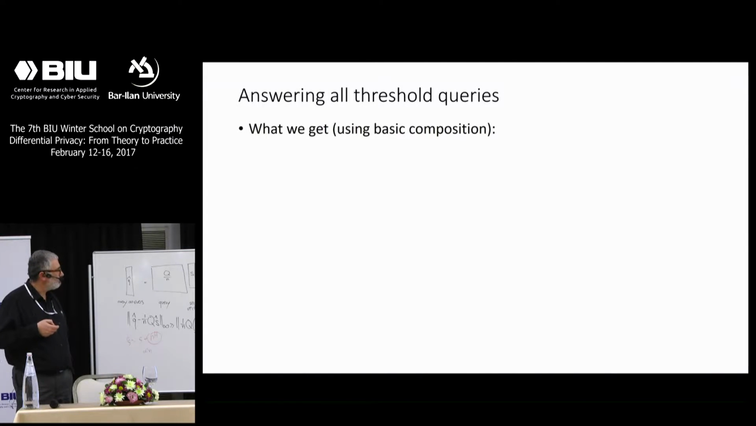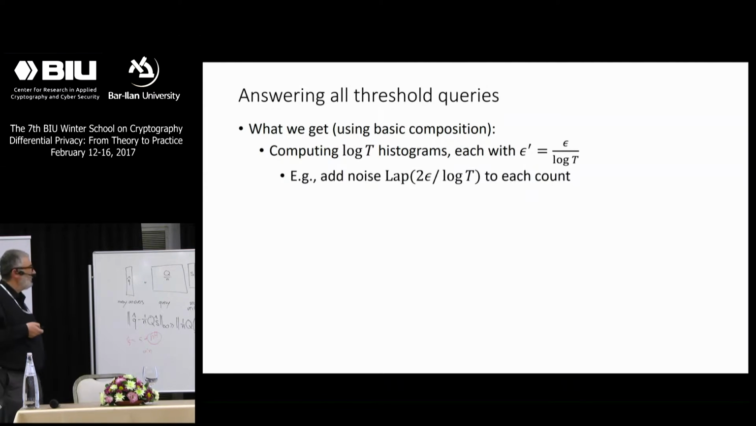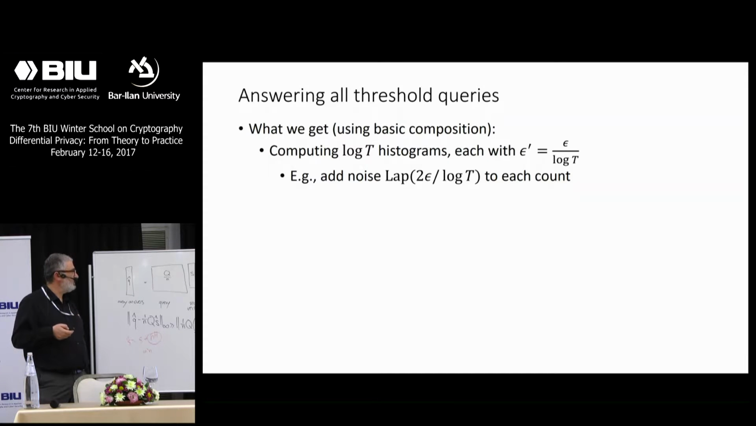So let's see what we're getting. I'm still using basic composition, with the basic theorems that I will introduce later on. You can optimize this a little further, but let's stay with basic composition. We can compute log t histograms, which means we have to divide our epsilon into log t smaller values, each epsilon over log t. Then we add Laplace noise proportional to log t over epsilon to each count. The noise variance is logarithmic now.